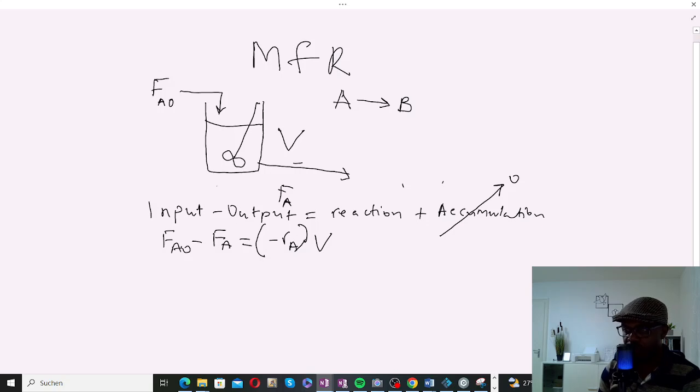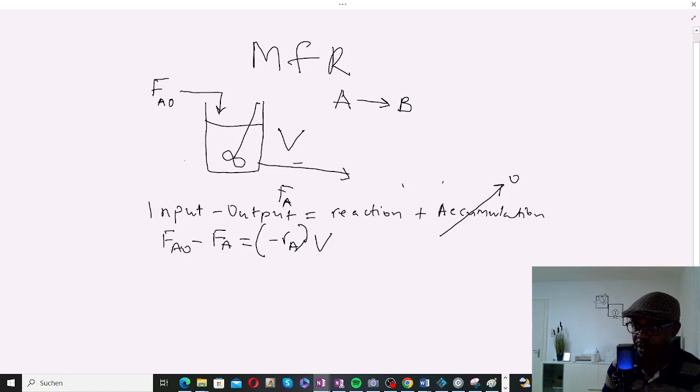So what we are saying in essence is that this expression is the difference in the concentration of A before the reaction and after the reaction, accounted for by the reaction inside the tank.